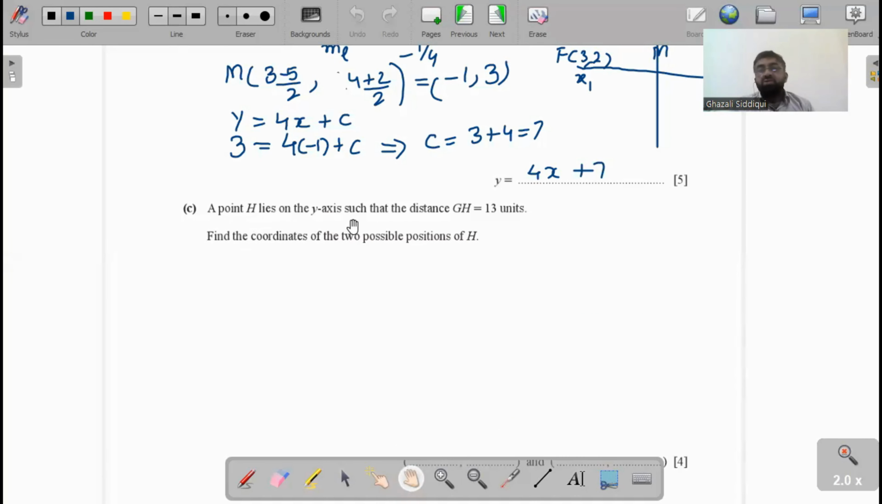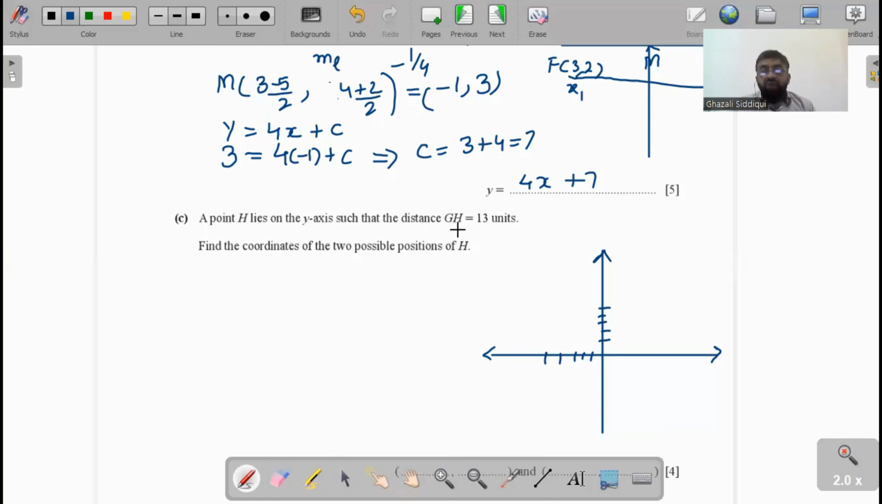Part C: a point H lies on the y-axis such that the distance GH is equal to 13 units. Find the coordinates of two possible positions of H. Now to find the distance, where the distance GH is given, G is the point (-5, 4). Now the distance between G and H is 13, and H is the point on the y-axis. Suppose this is the point H.